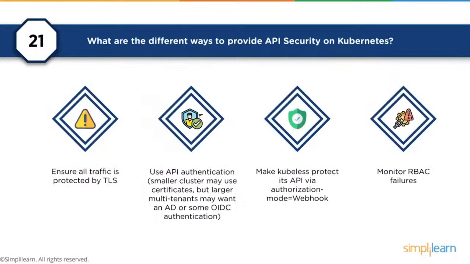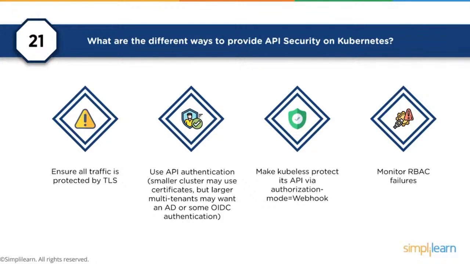And so what we're going to do now is address some of the key ways in which you can provide API security on Kubernetes, and we have 8 of those. The first is implementing TLS for your security. The second would be API authentication. The third is to make the kubelet protected via the authorization-mode=Webhook command.